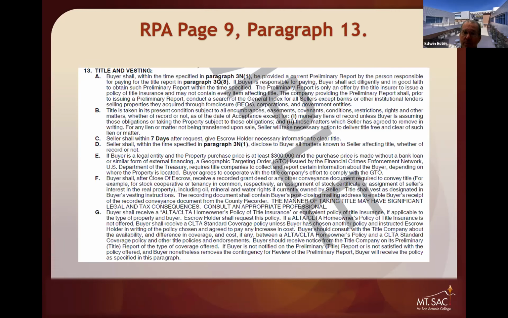That's under this GTO, or geographic targeting order. And they may be requesting additional information from the buyer in order to comply with this order. Buyers are agreeing to cooperate with this, okay? And again, I don't want to make a federal case out of it, but it is a federal case. It's kind of like FIRPTA. We have no choice. Congress has spoken and we must obey, all right?